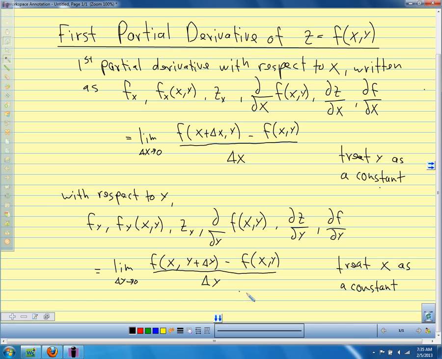So, questions about our definition? It's the standard definition of a derivative. We're just treating one or the other of the variables as a constant.